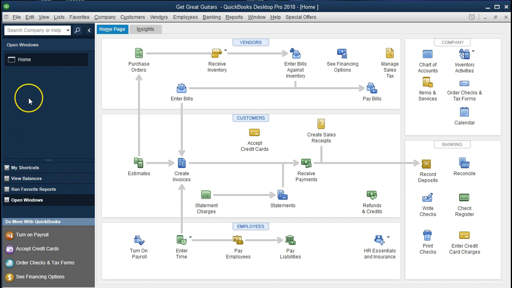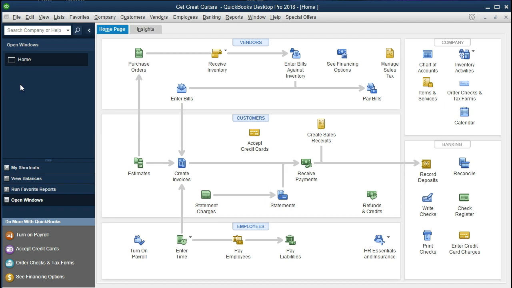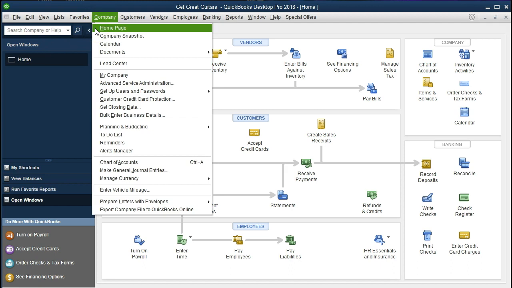We currently have the open windows open. If you don't have that open, you can go to the View tab, Open Window List. We also have the Home tab open here, the only open window in the open window list. That can be found at the company and home page.